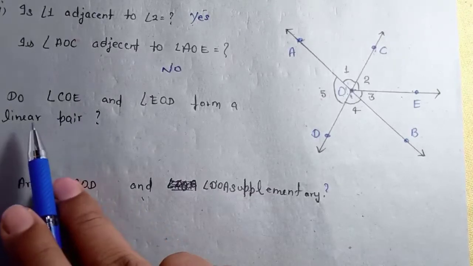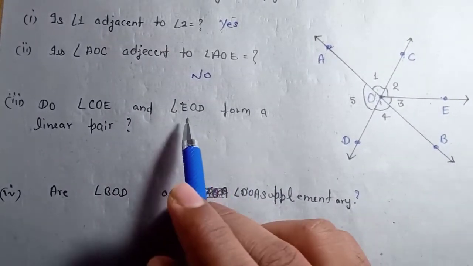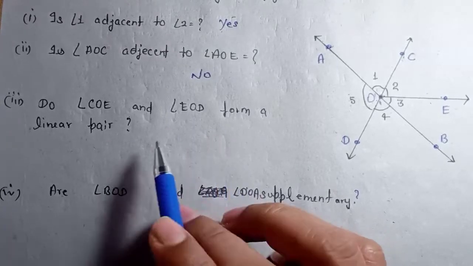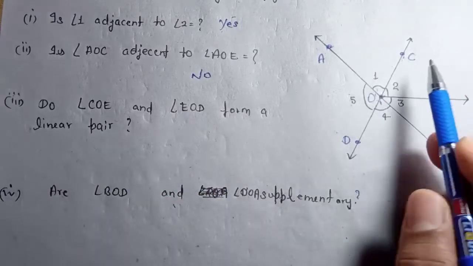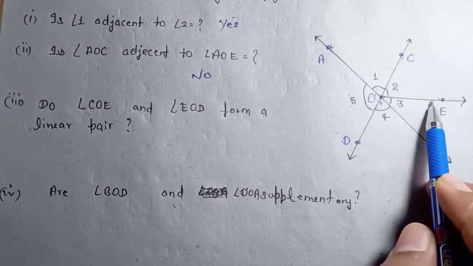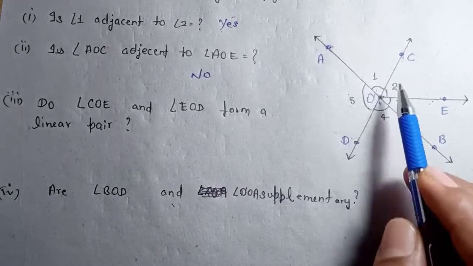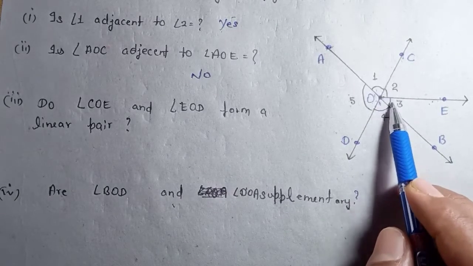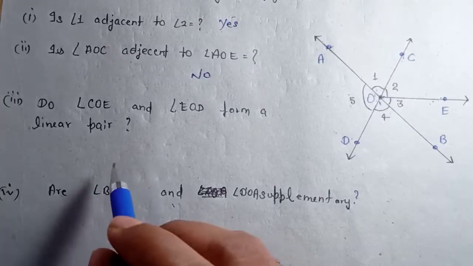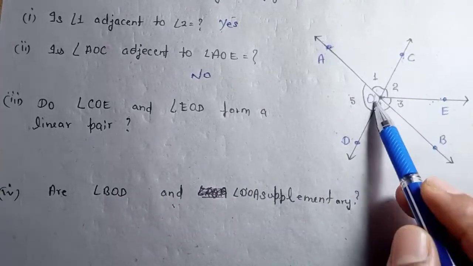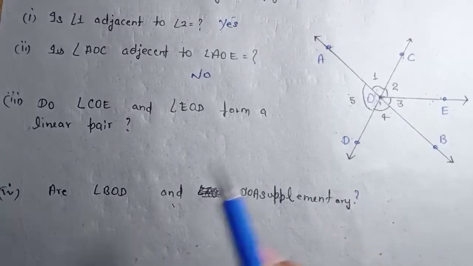Do COE and EOD form a linear pair? Where are these angles? COE and EOD. Yes, it means these two angles form a linear pair. So you can write here COE and EOD. Yes.